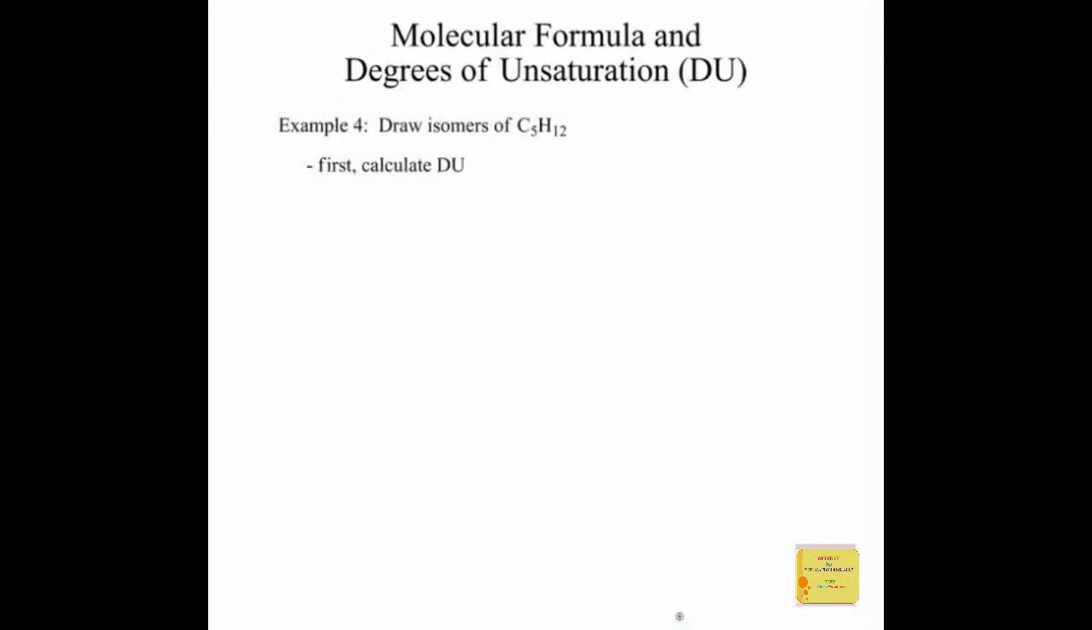Now, one way that understanding these degrees of unsaturation can be very helpful is if you have an exercise such as the one shown here. If I asked you to draw the isomers of C5H12, the very first thing you should do is calculate the DU. That's going to tell you something about the structure. So let's do that. If it was saturated, what would the formula be? For 5 carbons, we need 2N plus 2, we need 12 hydrogens. And guess what? Our structure has all 12 hydrogens, so that means there are 0 DU. There are no degrees of unsaturation.